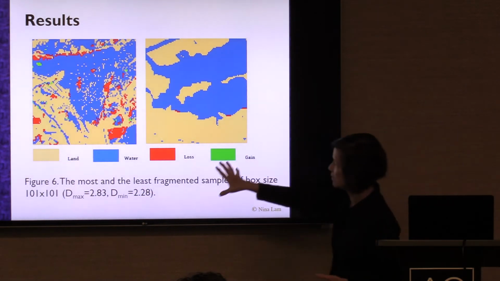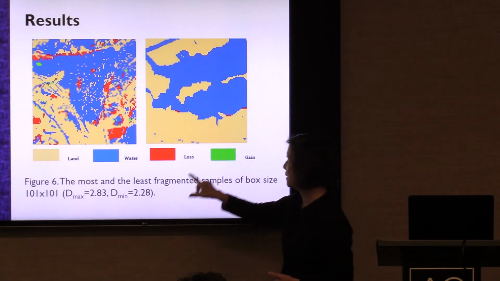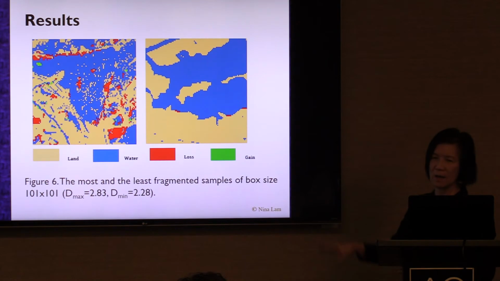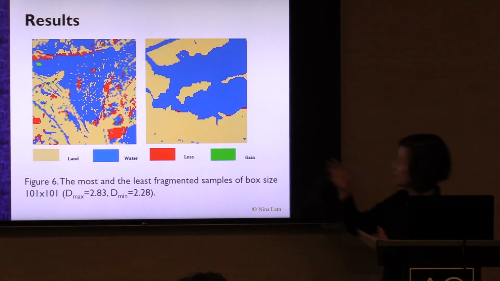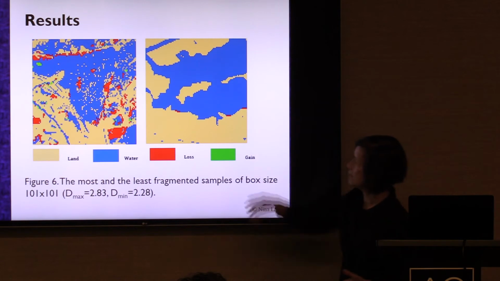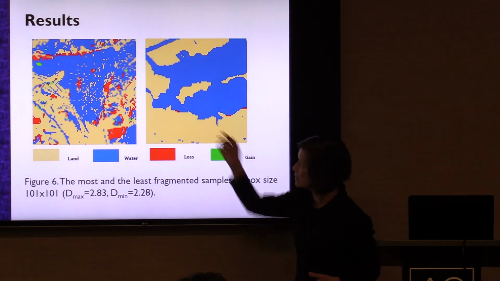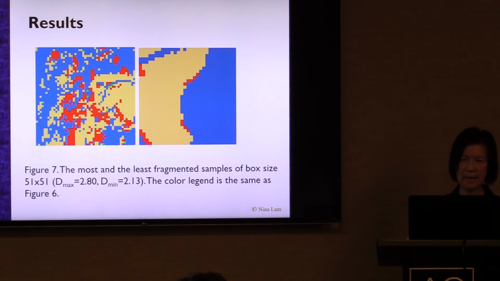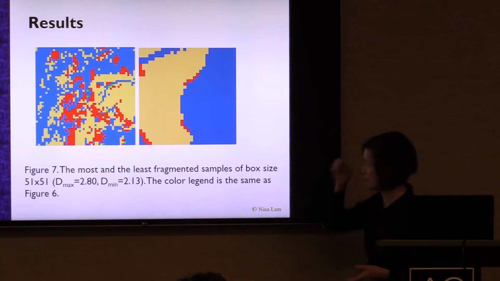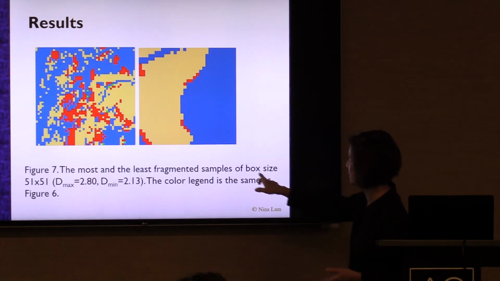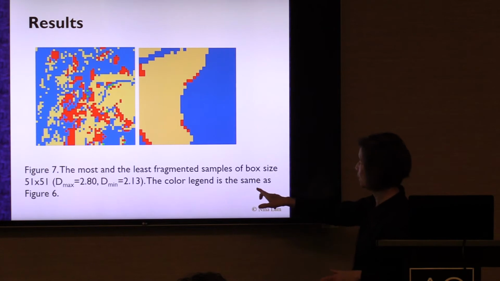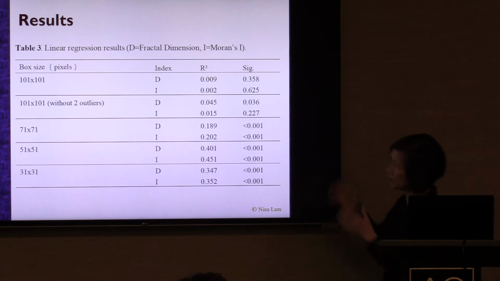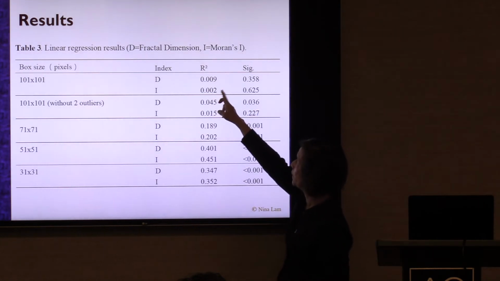These are just some results to show the most and the least fragmented samples with a box size of 101 by 101. When you look at it, obviously you can see that the fragmented area has more land loss, the red cells, the red color. And this is another example of the least fragmented and the most fragmented for the 51 by 51 box size. The result shows that if you use 101, R square is 0.009.